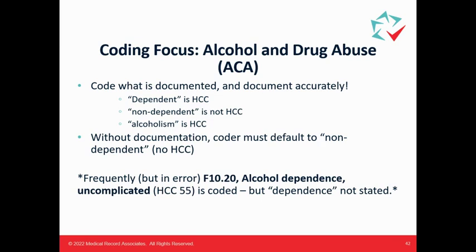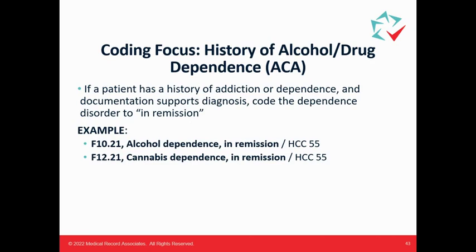Frequently, but in error, we'll see F10.20, which is alcohol dependence uncomplicated, which is HCC 55, coded, but dependence is not stated. They just say alcohol use, alcohol abuse, but they're not calling it dependence. Okay, so you got to be super careful on that one.